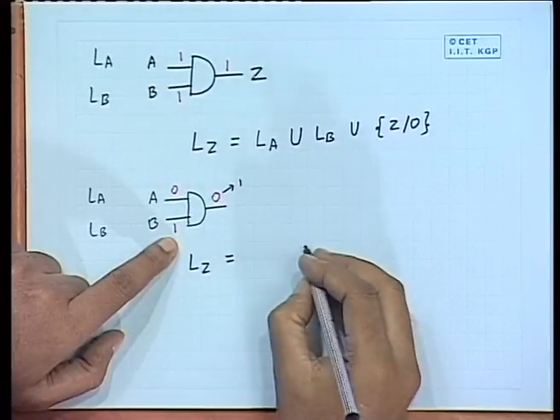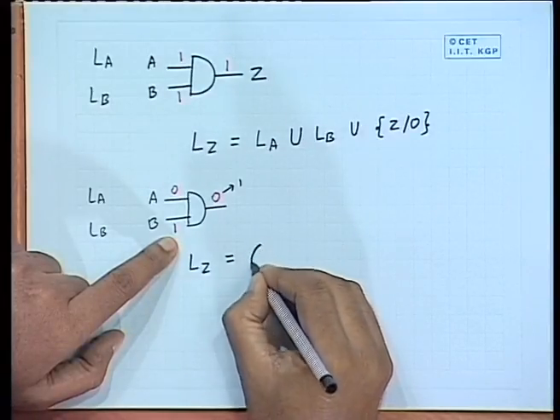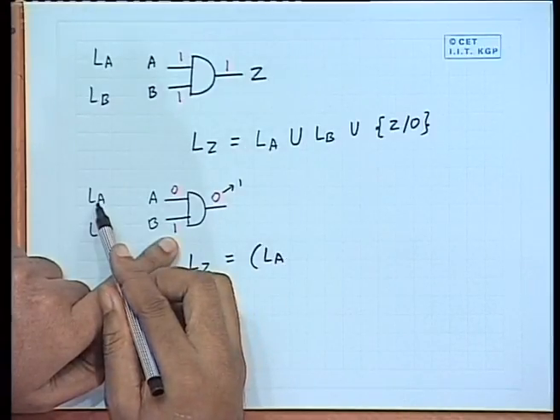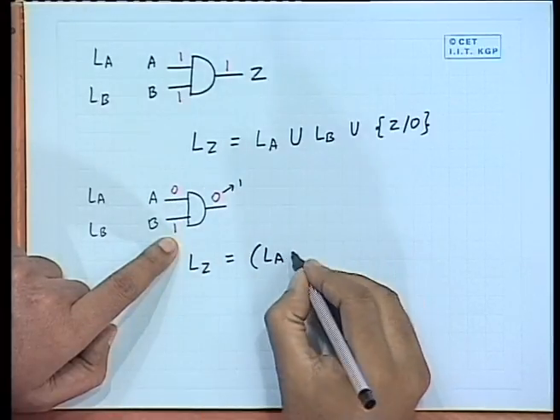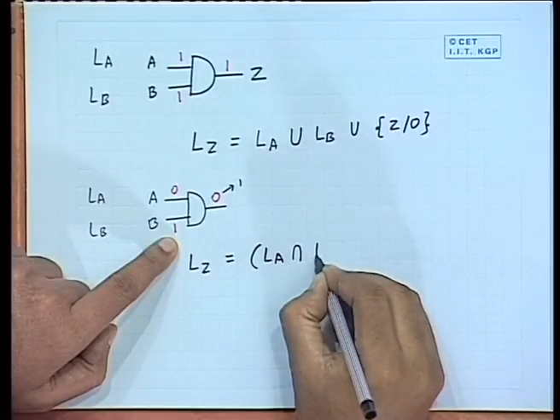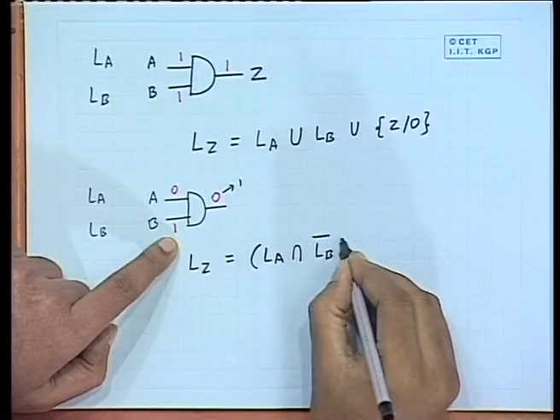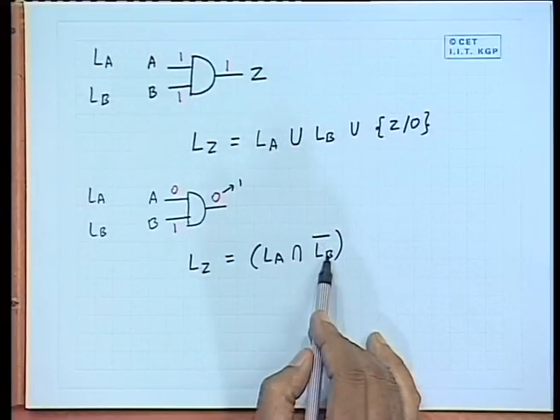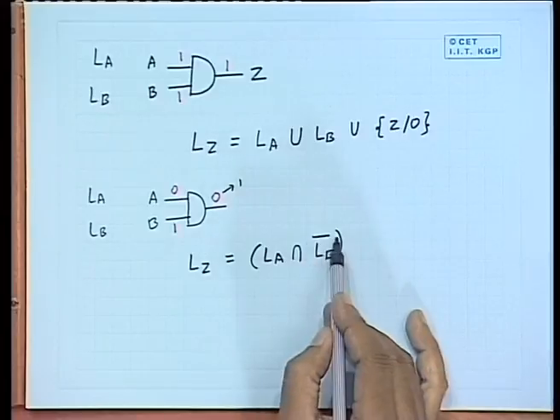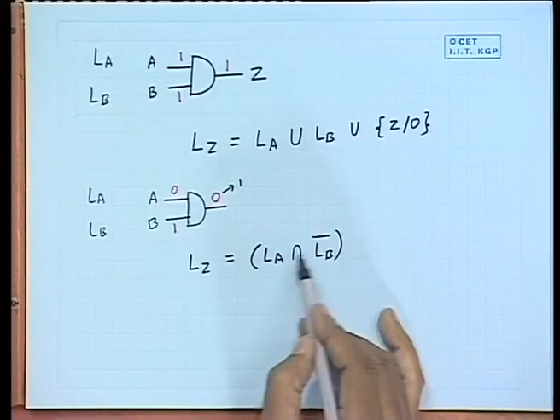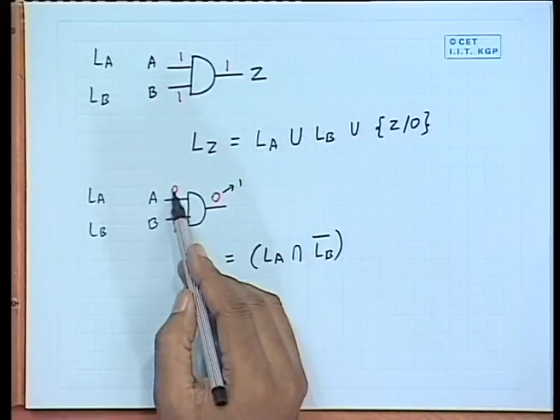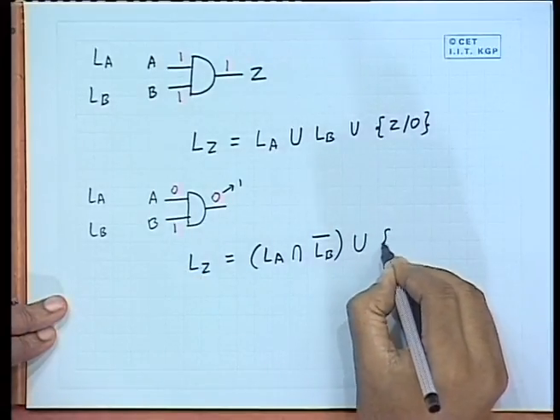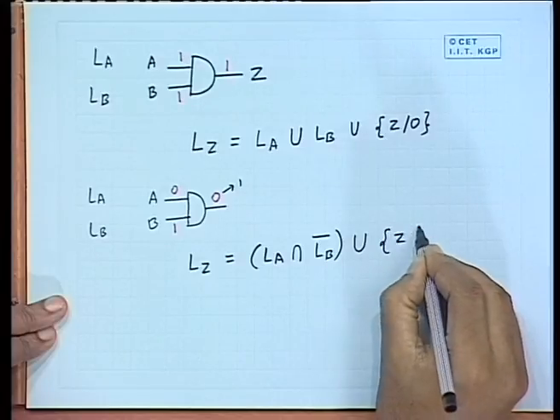How do we write that? We write it like this: LA. LA means all faults here which will change A, intersection with LB complement. LB complement means none of these faults which change B. In the intersection, if there is anything common there, that can make this 1 1. This union, this additional fault Z stuck at 1.